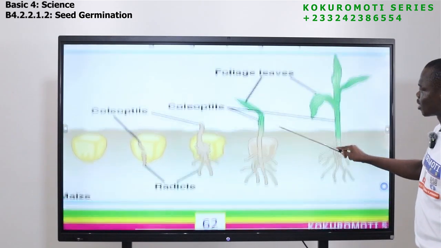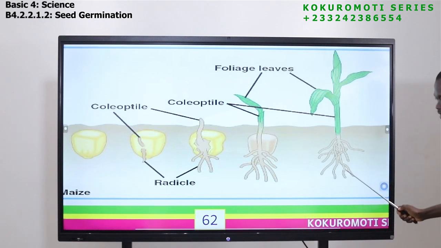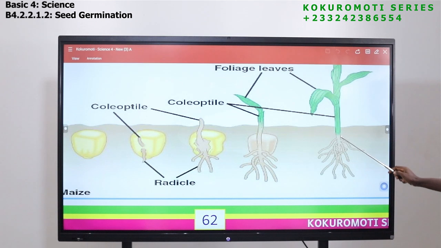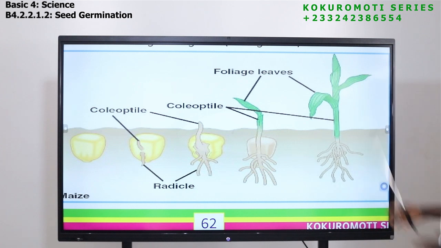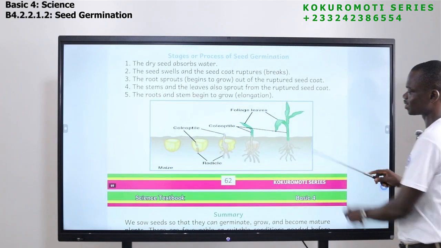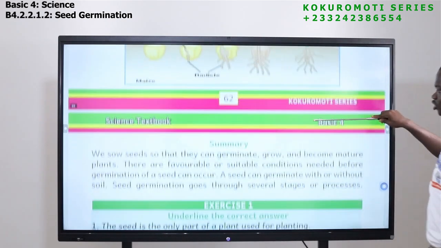The leaves will also come. At this stage, look at the length, or the height, of the roots. Look at the height of the stem. Look at the height of the leaves. So you see the roots become very long, the stem also becomes long, and the leaves also broaden or become long. So these are the stages that plants go through during germination.